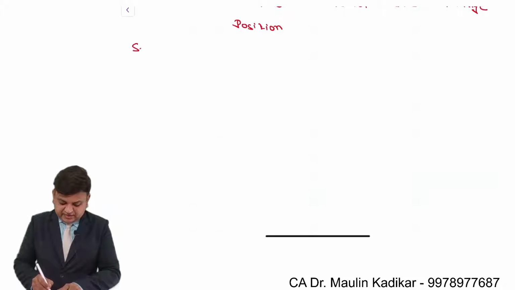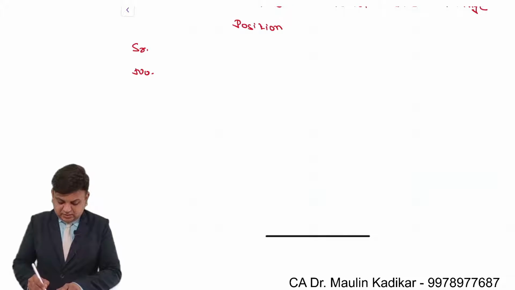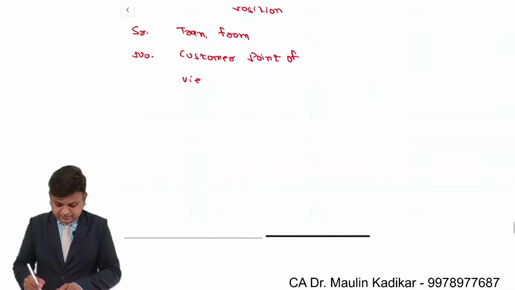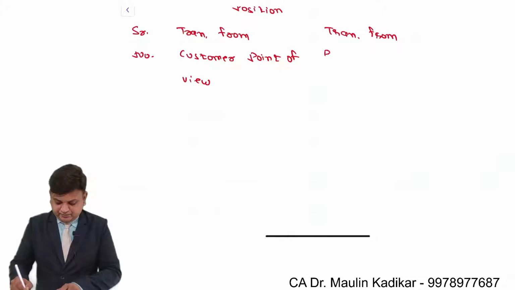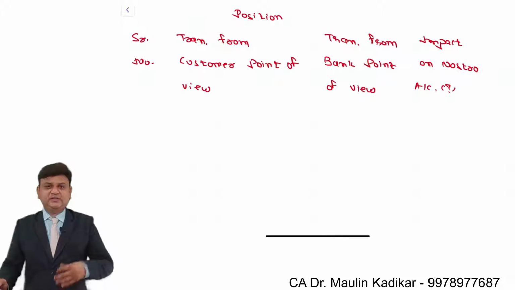So a small table will be like this: serial number, that is column number 1, then transaction from customer point of view, then transaction from bank point of view, next impact on Nostro account, question mark. That is the way we'll have a small table.